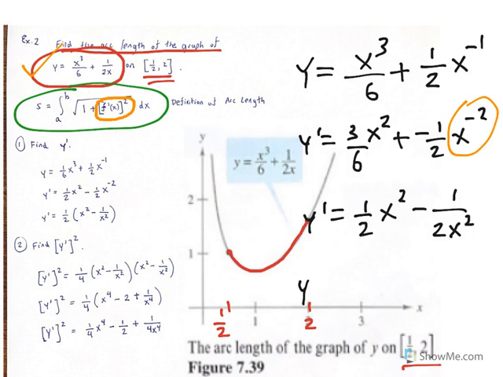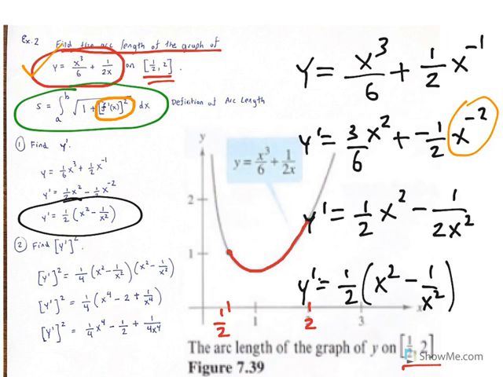And then you can factor out 1/2 from each term, and that will give you 1/2 times x squared minus 1 over x squared. And of course, that's what you see here. The next thing that we want to do is square it. So we square the derivative. When you square this, you're going to square both sides of this equation.